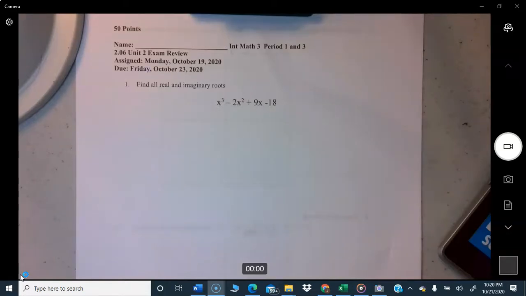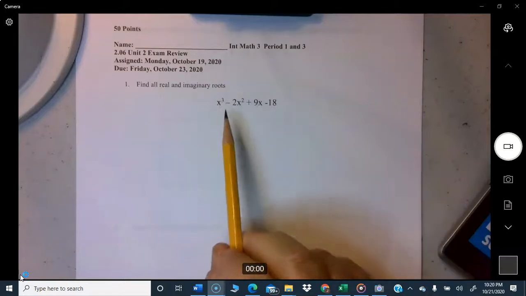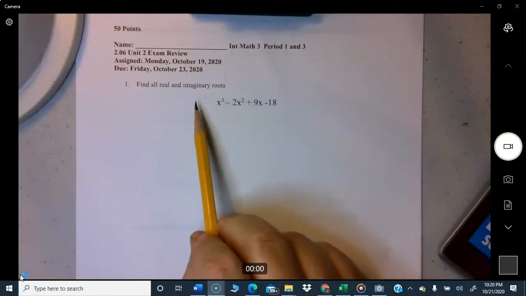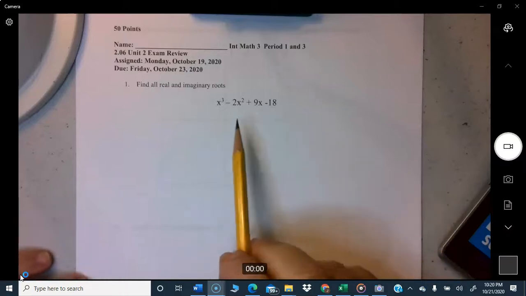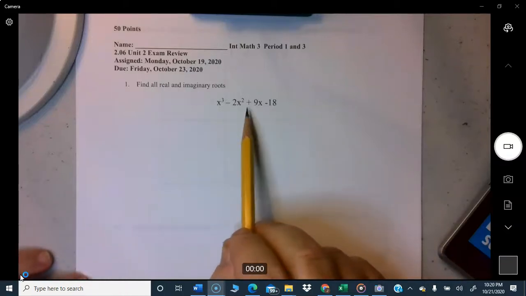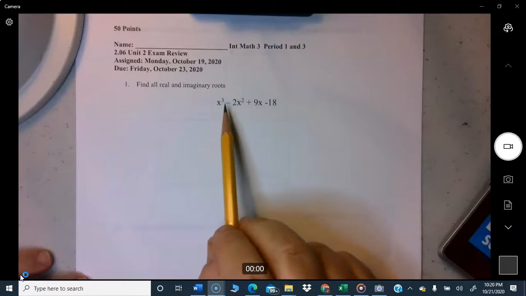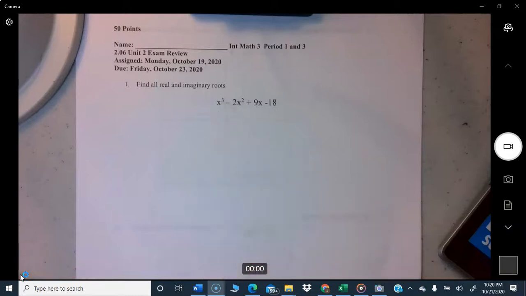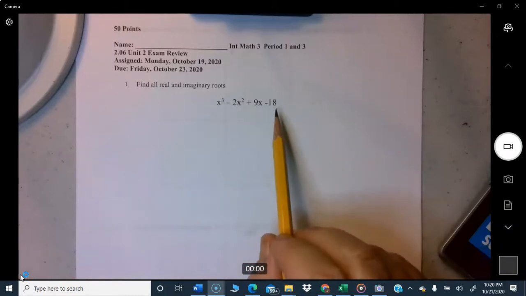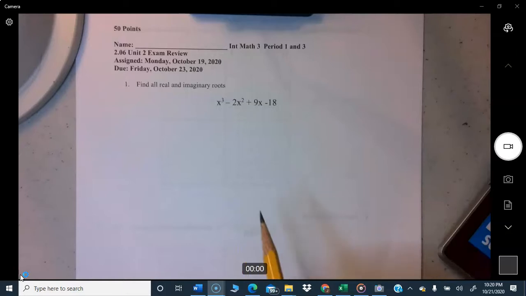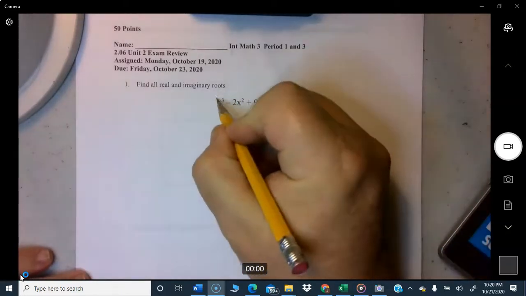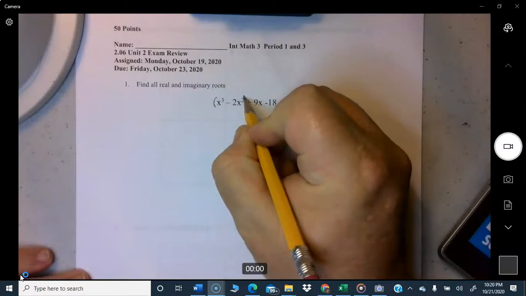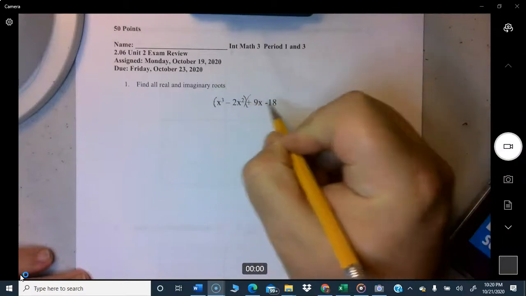Okay, so we're going to get started with a cubic function, and it says find all real and imaginary roots. So the first thing we're going to do is we need to factor it. There's two ways you can factor. You can either factor an x out of everything and come up with a quadratic, that's an x squared function, and factor that. But there's no x on the 18, so that's not an option. So the only other way we have to factor one of these is by grouping. So we're going to put parentheses around everything, around this, and then around this.